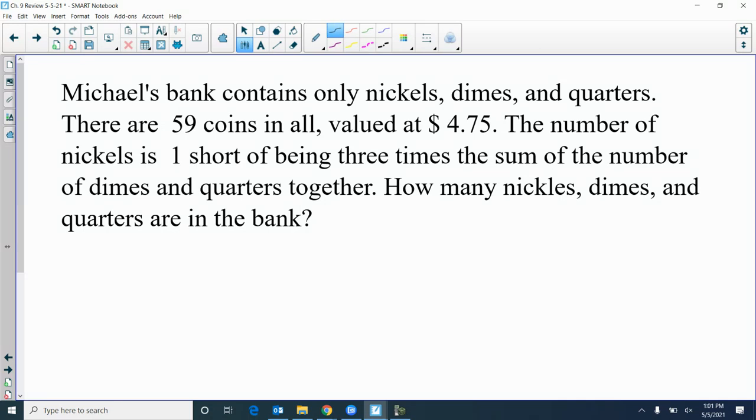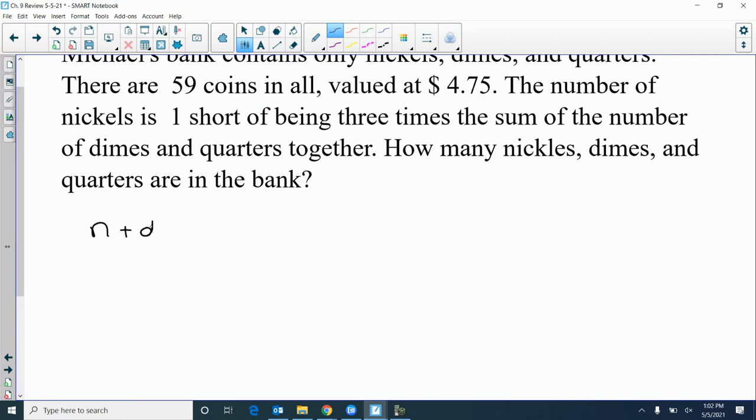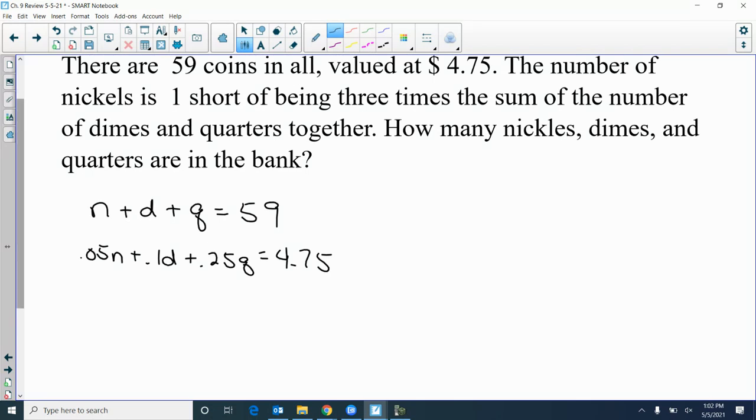All right, what do you got here for some equations, Kate? The first one is n plus d plus q is equal to 59. N plus D plus Q equals 59, okay? And then 0.05n plus 0.1d plus 0.25q is equal to 4.75. Agree? And you got the last one? Kind of, but I don't know if it's right. Okay, what do you got? I have negative n plus 3d plus 3q is equal to 1.